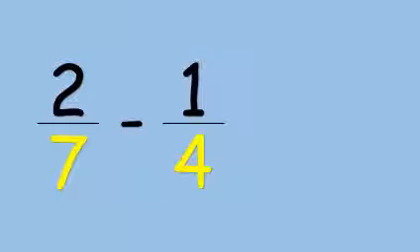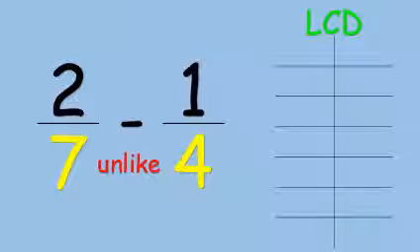Write the fraction 2 over 7, take away 1 over 4. What have you noticed about the denominators in these two fractions? They are not the same. So what are you going to do in order to solve this fraction problem? You need to find the LCD. Very good.